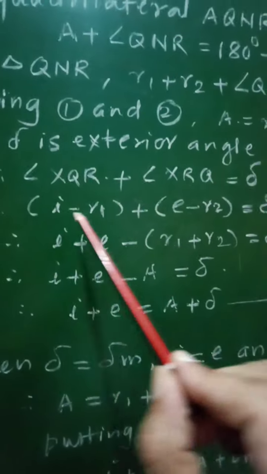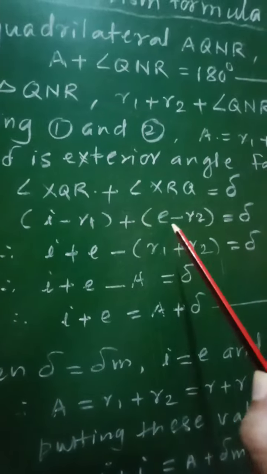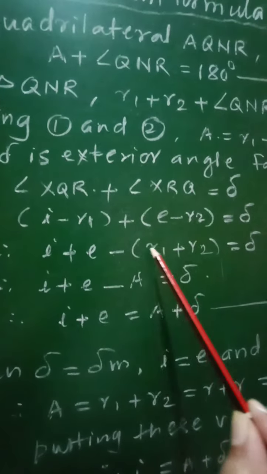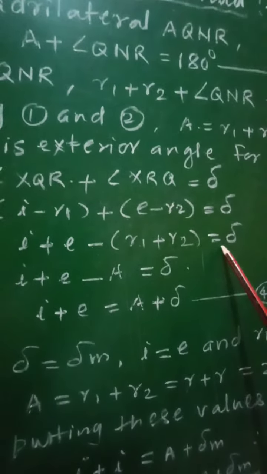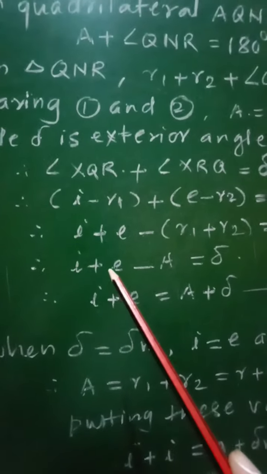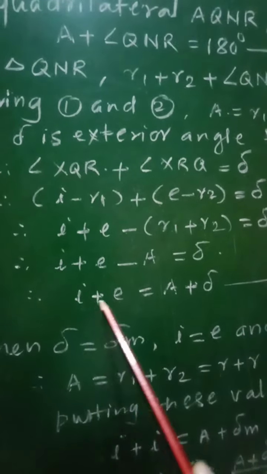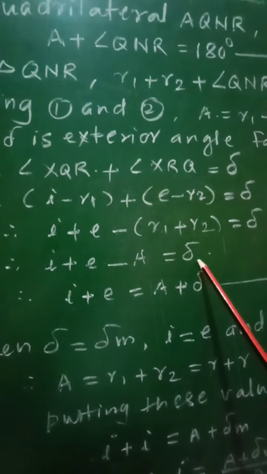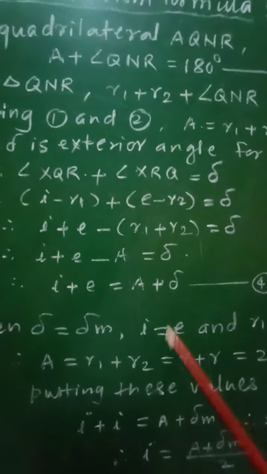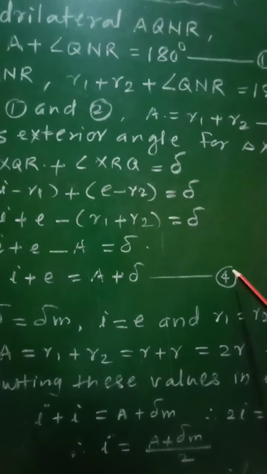Now simplifying this, we can write I plus E, minus will be taken common, minus into R1 plus R2 equal to delta. But this R1 plus R2 is equal to A, and therefore we can write I plus E minus A equal to delta, or I plus E equal to A plus delta, since A will be shifted to the RHS. So I plus E equal to A plus delta, equation number 4.